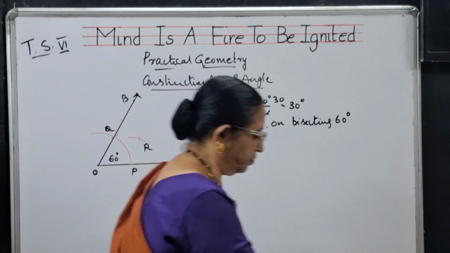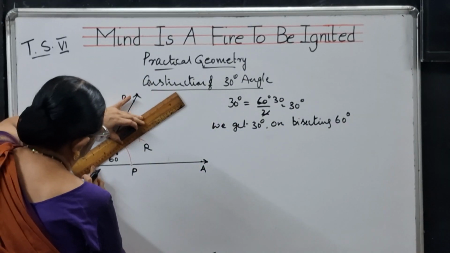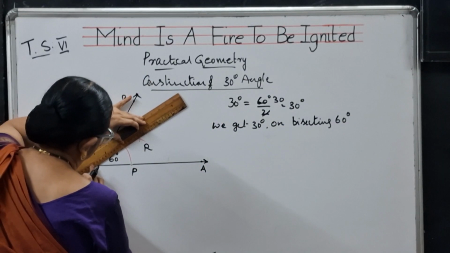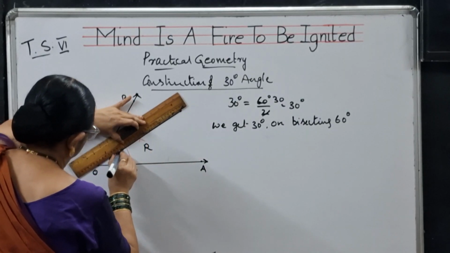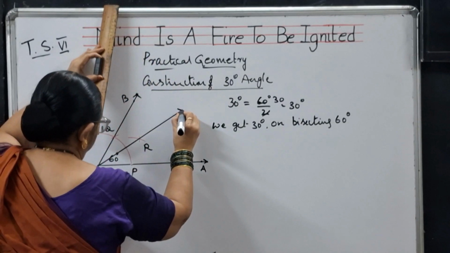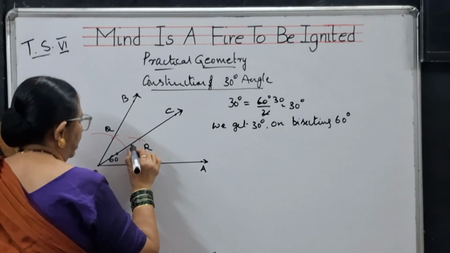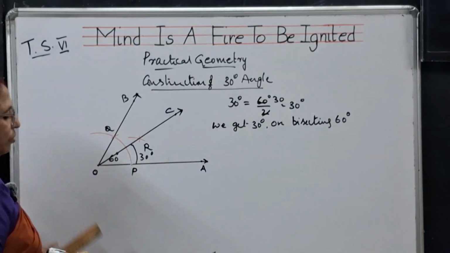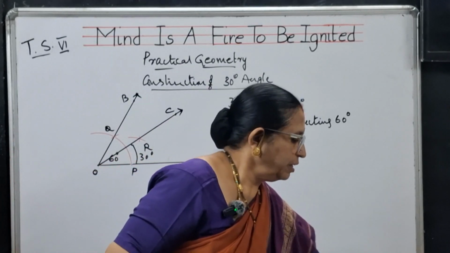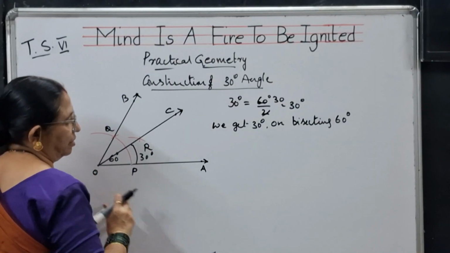Now, if I join O and R and draw a ray, let me consider this as C. This angle is 30 degrees. This is how you have constructed 30 degrees by bisecting 60 degrees.